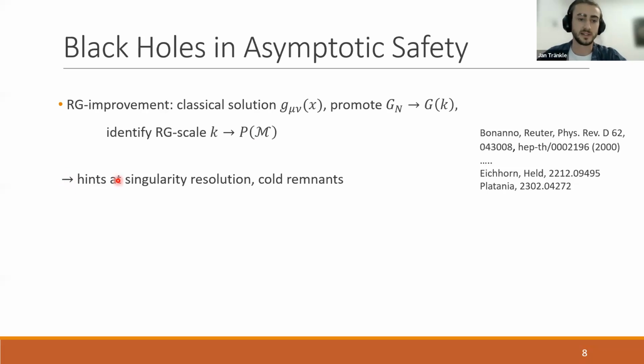It seems there are hints that the classical singularity can be resolved within asymptotic safety. So this is a promising feature of these studies. And there are also hints that at the end of the evaporation process, there could be cold remnants. This would, of course, have implications for the information problem.